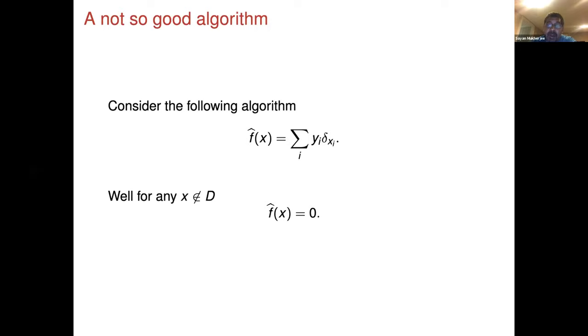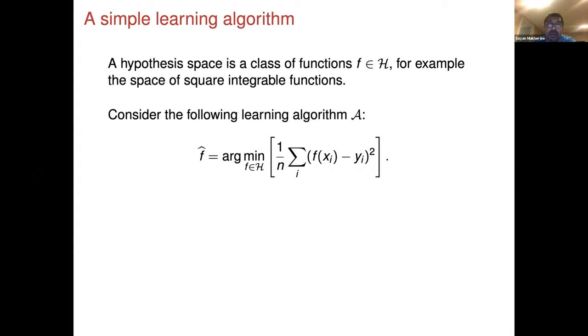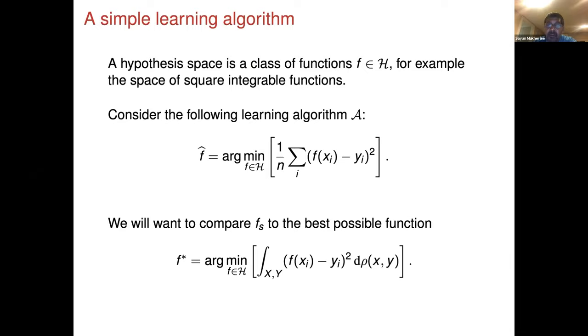So a very standard way this was studied is you put constraints on the class of functions, for example, square integrable functions or something. And now you can have a learning algorithm where I minimize my error, my loss, and that gives me f hat. And I want to compare it to, for example, the best function in the class.